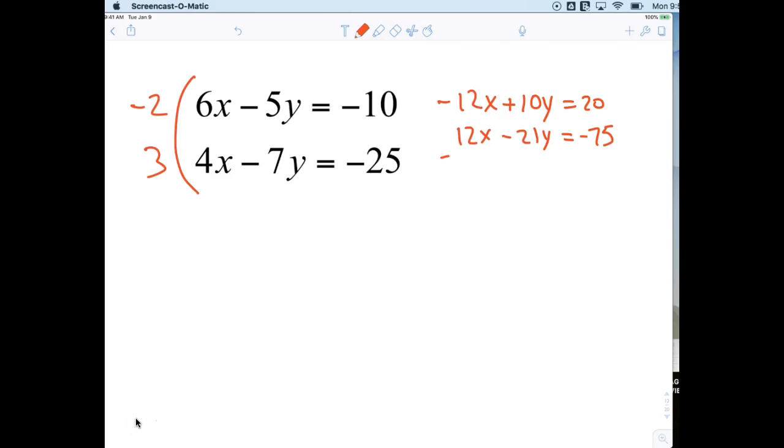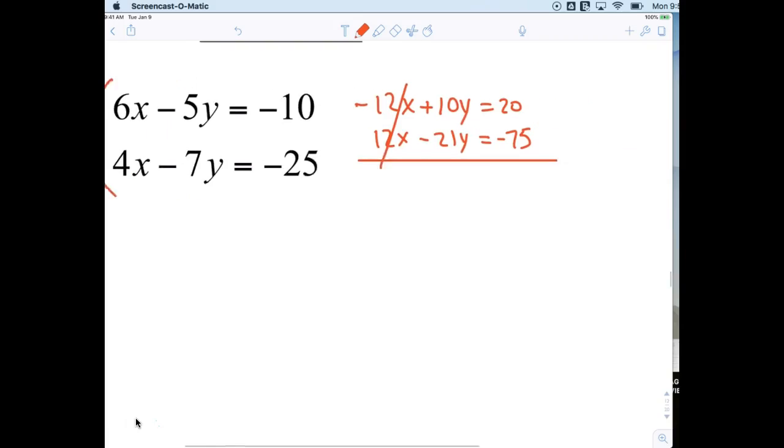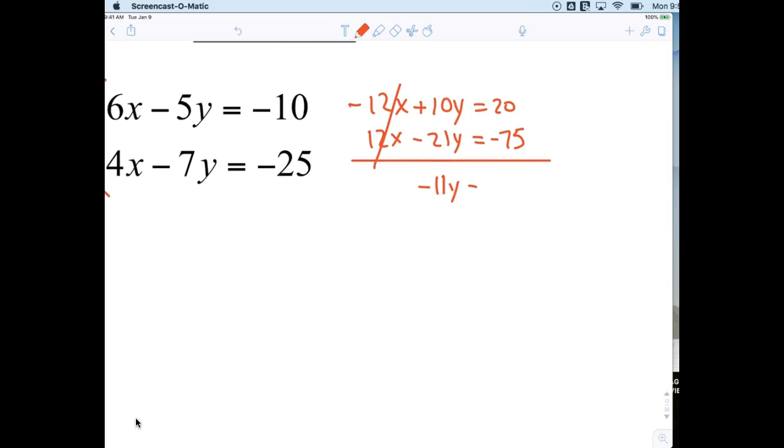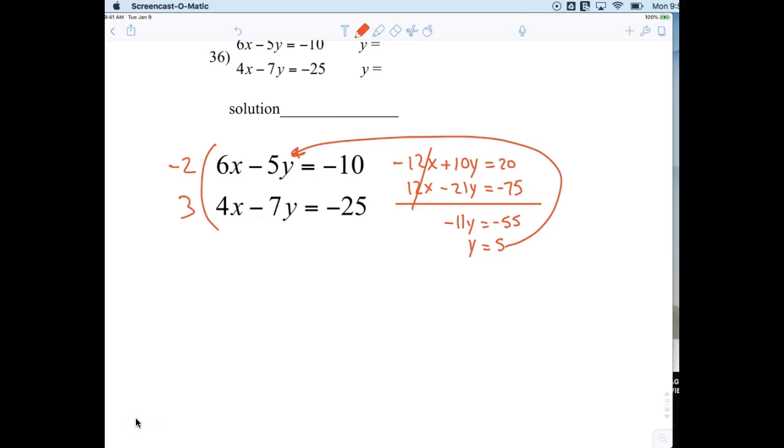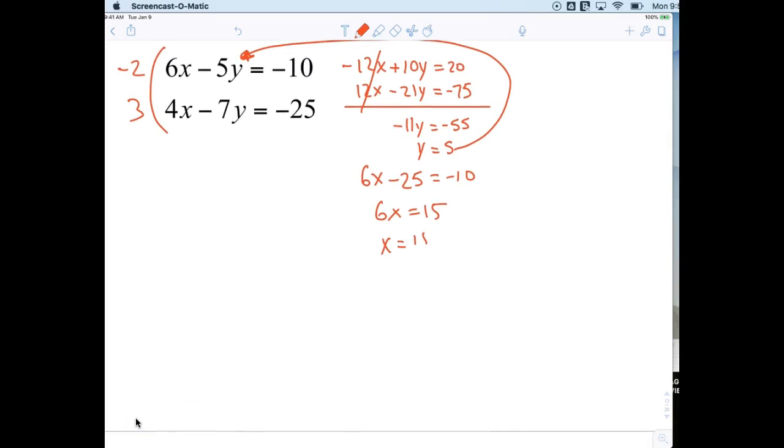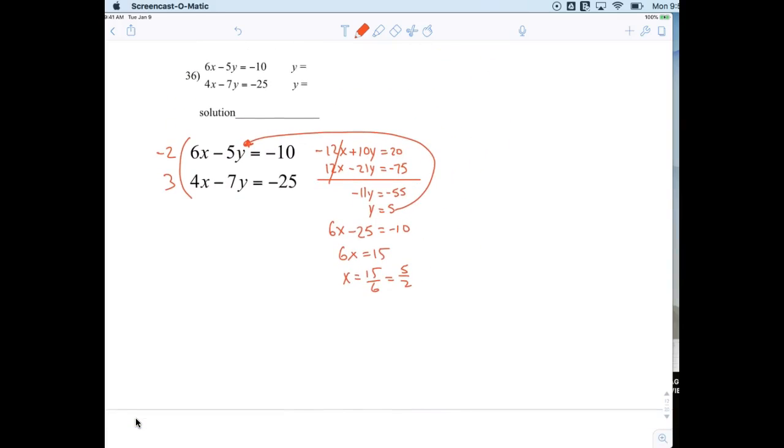All right. Now, crossing out, I end up with -11y equals -55. So y is equal to what? 5. All right. Now you're just going to let y equal 5. Doesn't matter which one you pick, but let's just put it in here. So 6x minus 25 equals -10. 6x equals 15. So x is equal to 15 over 6, which reduces to 5 over 2. We can reduce it. So your answer is 5/2, comma, 5.